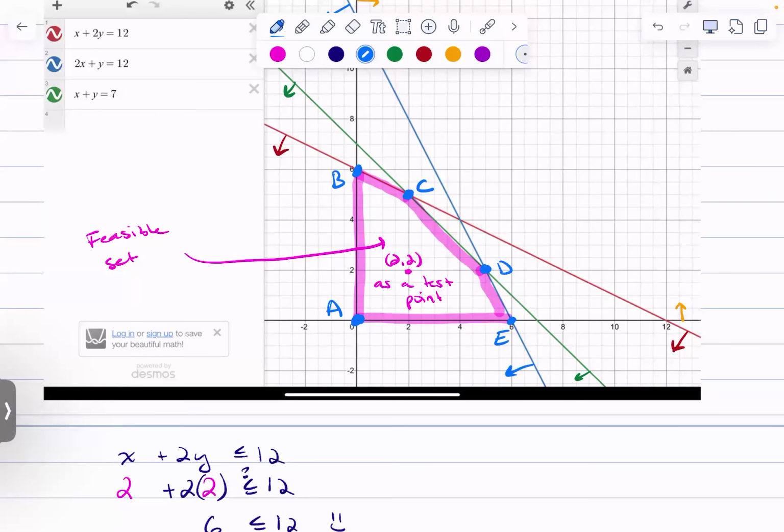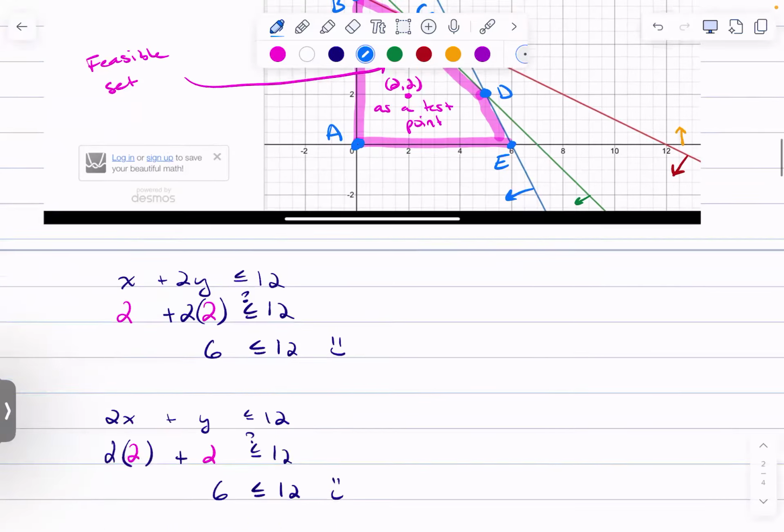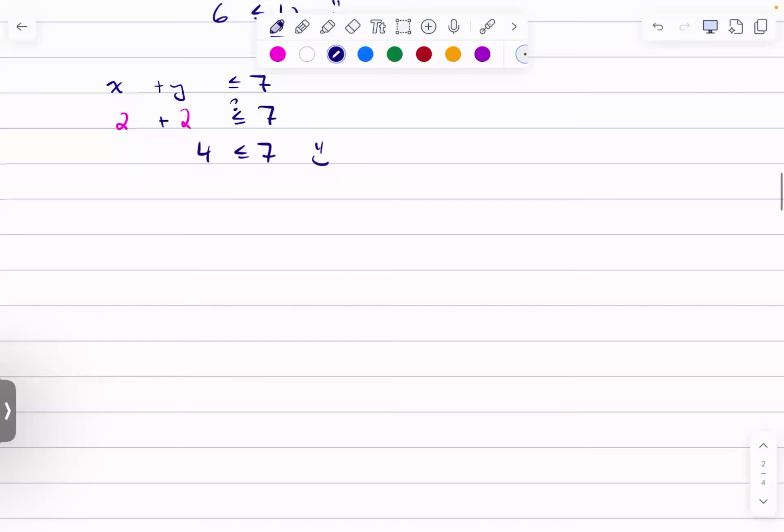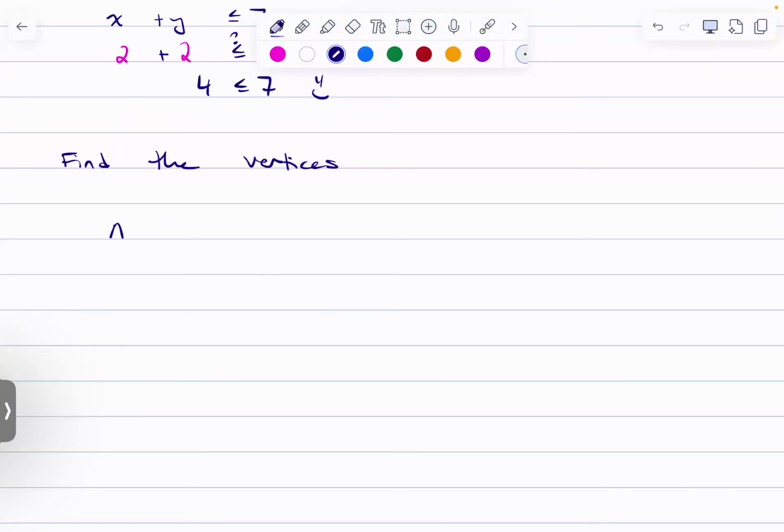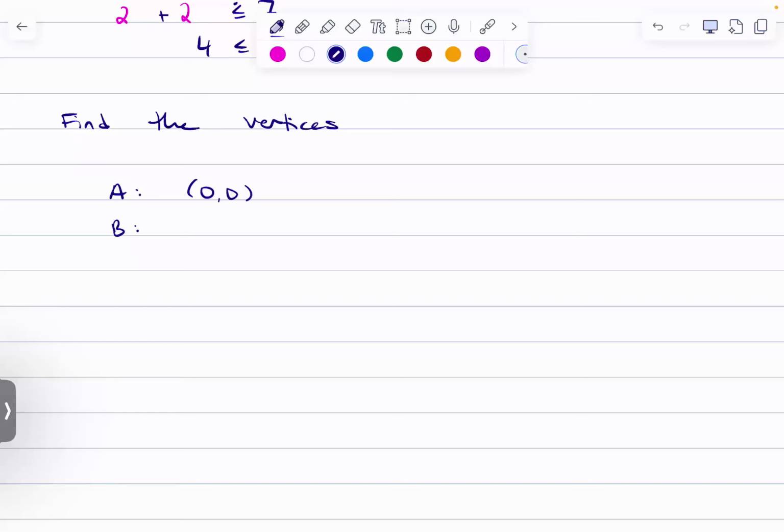Couple more, or at least one more vertex in this example than we had last day. Okay, let's see here. Find the vertices. And like I said last day, if you've shown the work as you're drawing the lines, you can just say, see work above, right? If you have that intersection already. A is at 0, 0. I won't spend any time on that one.